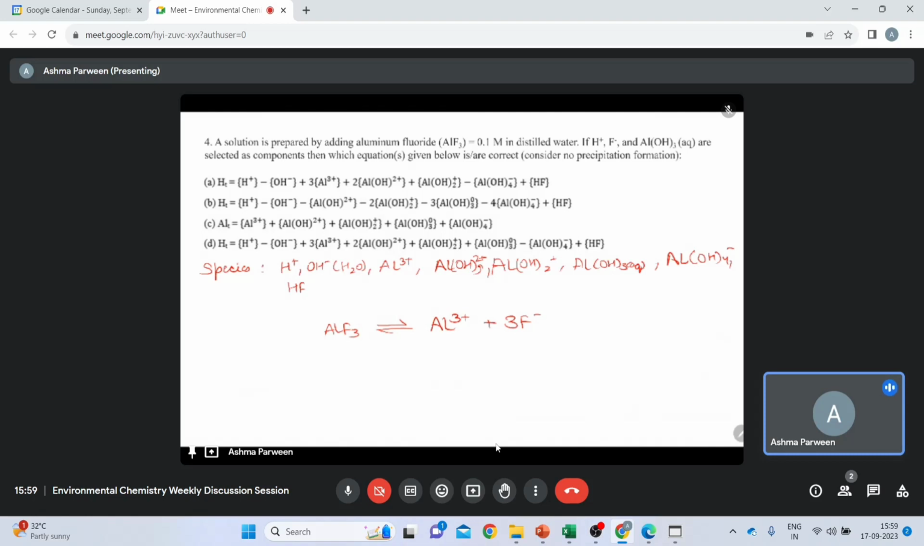In the question it is not mentioned that aluminum will form complexes with fluoride, and also we can see in the options that fluoride species of aluminum are not present anywhere, so we will not consider that. So next, what are the components? The components are already mentioned in the question: H+, F- and AlOH whole 3 aqueous. So these three are the components.